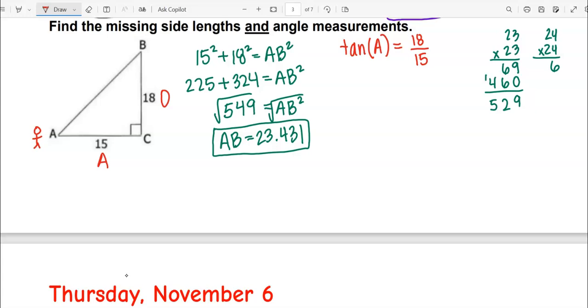And how do I solve for A? Yep, I'm going to have to use inverse tangent or tangent inverse. And so tangent inverse of tangent of A is equal to tangent inverse of 18 over 15. The purpose of using tangent inverse is to undo that tangent right there and get A by itself. And then we just need to type in tangent inverse of 18 over 15. 50? Good. 50 what? Degrees.